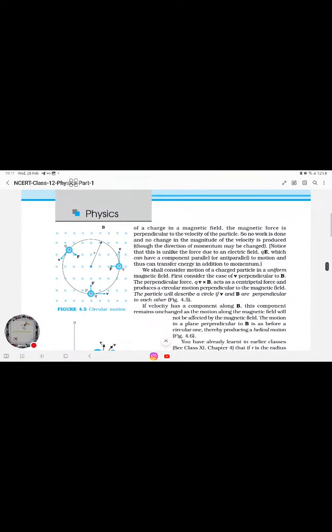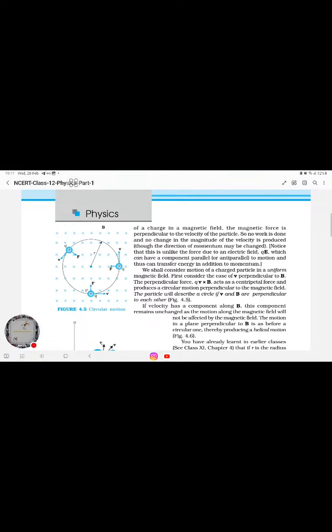In the case of a charge in a magnetic field, the magnetic field is perpendicular to the velocity of the particle. So no work is done and no change in the magnitude of the velocity is produced. Though the direction of momentum may be changed, nonetheless the speed cannot be changed. So there will be a net acceleration, but it means a change in the direction of the momentum.